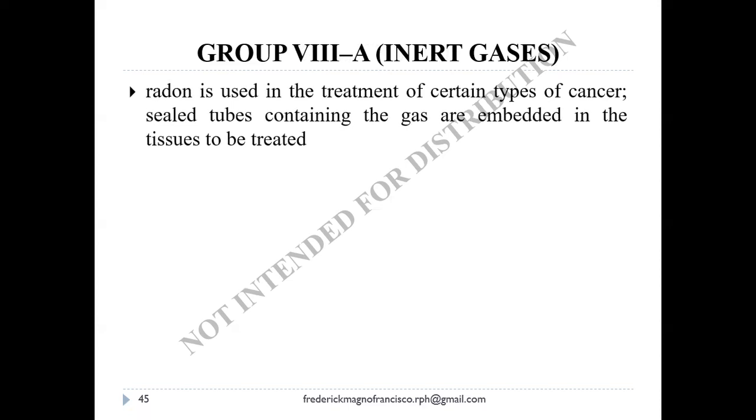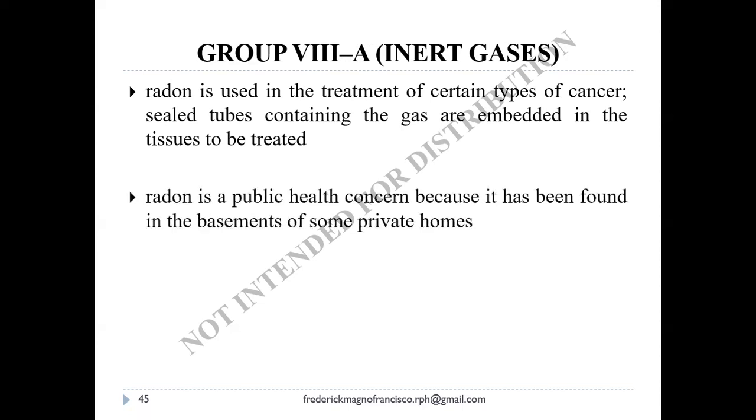Radon is used instead of radium in the treatment of certain types of cancer. Sealed tubes containing the gas are embedded in the tissues to be treated. Both radium and radon emit alpha particles in the first stage of their radioactive decay. Radon is a public health concern because it has been found in the basements of some private homes.